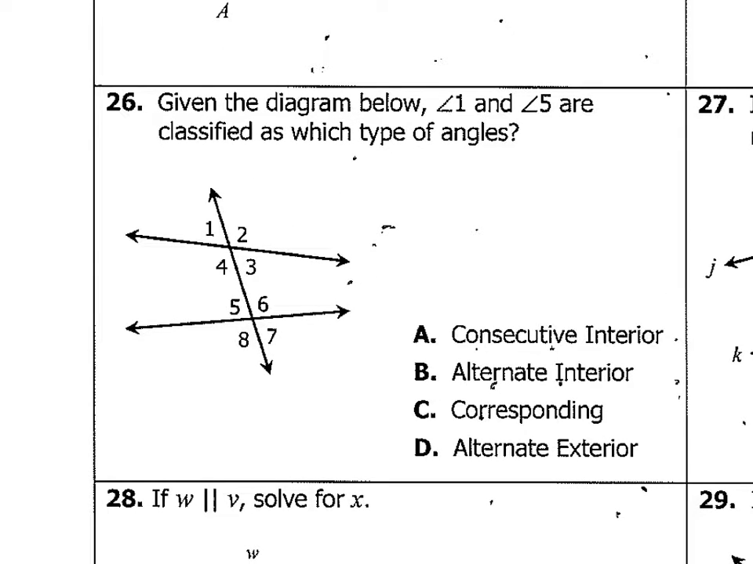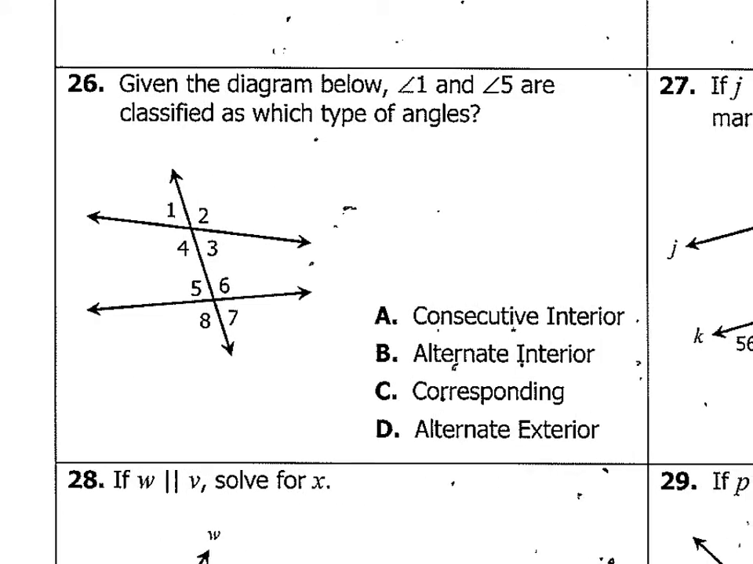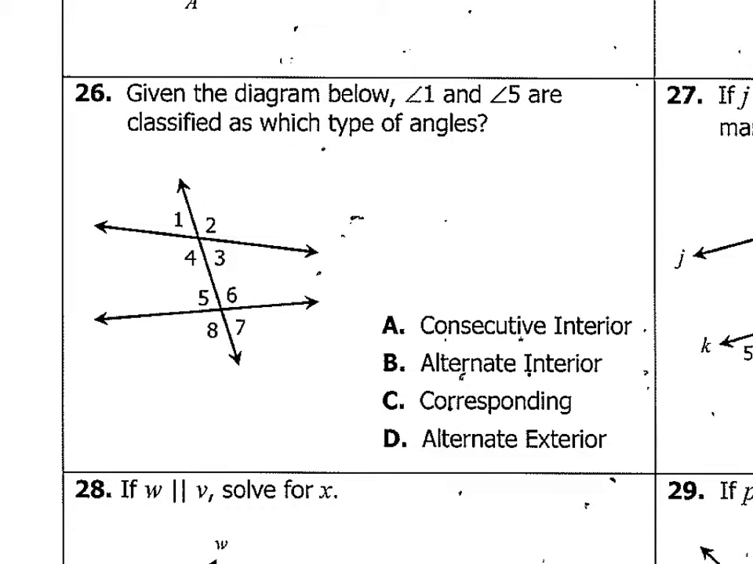26. Given in this diagram, in this picture, in the diagram, it says angles 1 and 5 are what type of angles? So 1 and 5. Are they consecutive interior, alternate interior, corresponding, or alternate exterior? Kind of in the same location here, aren't they?